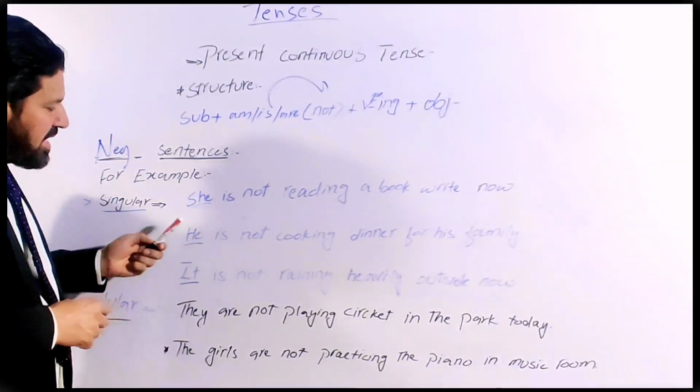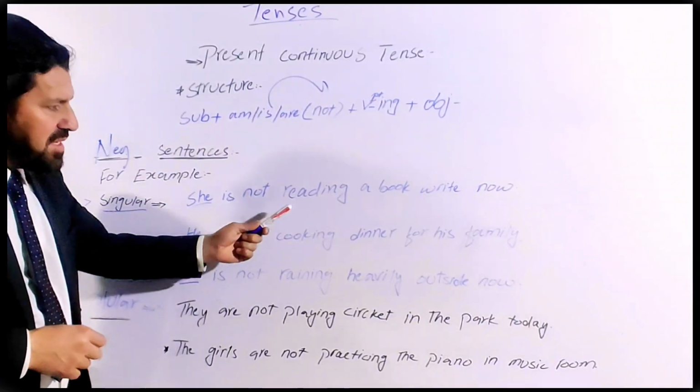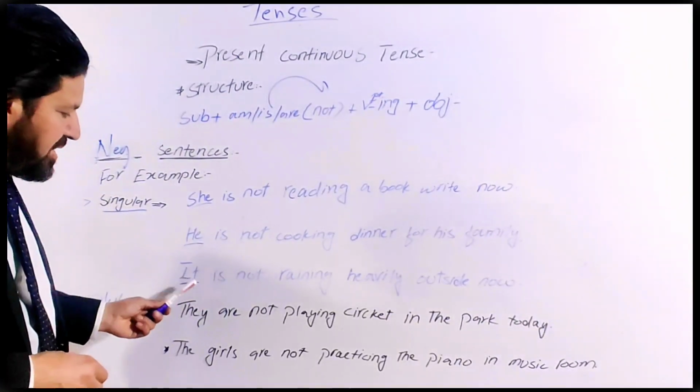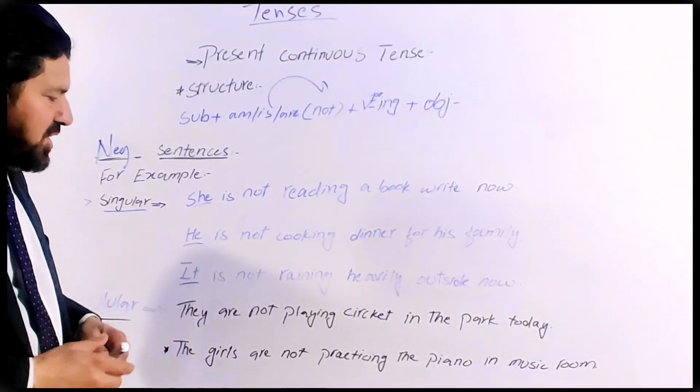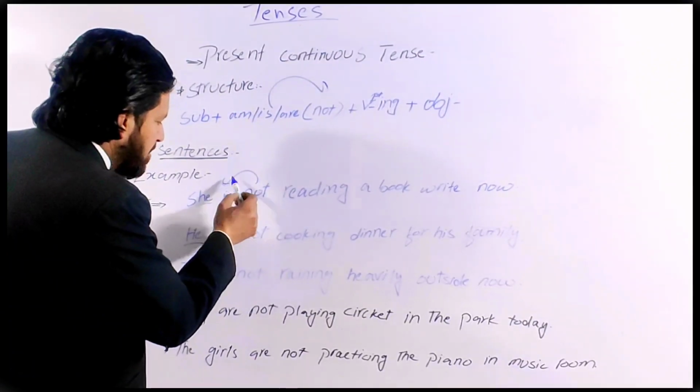For singular sentences, like: She is not reading a book right now. He is not cooking dinner for his family. It is not raining heavily outside. So here what we have to do is use "not" after the helping verb.